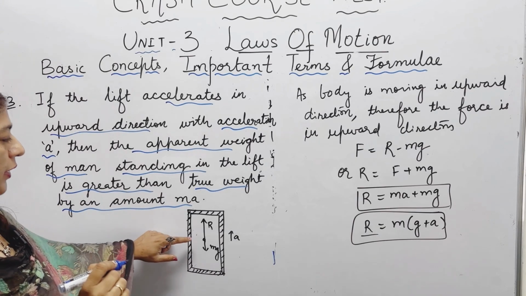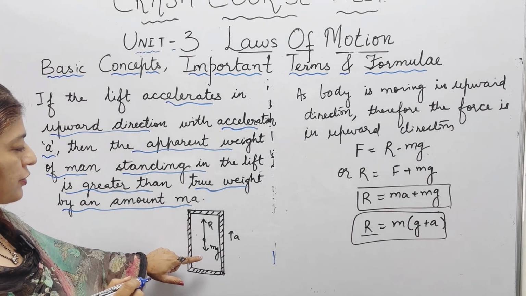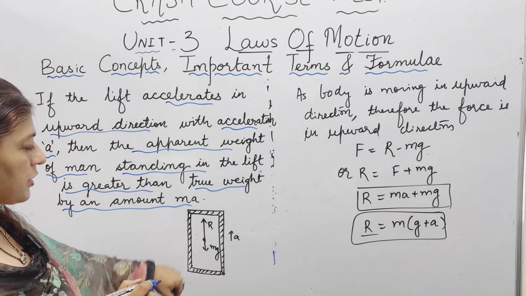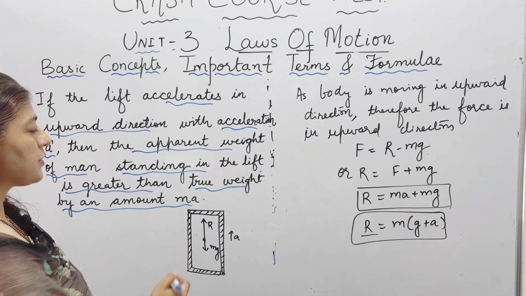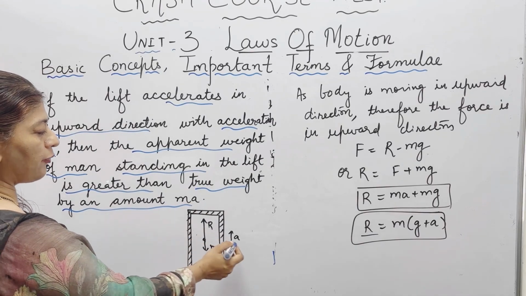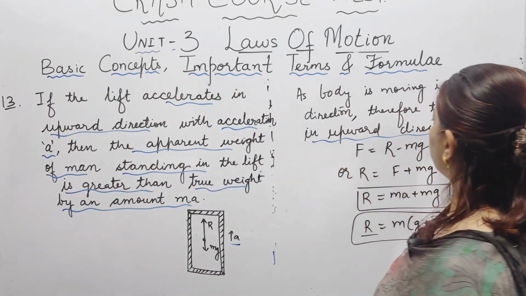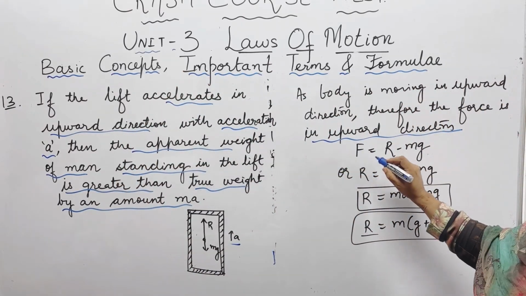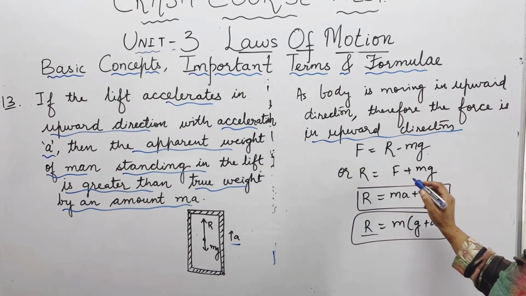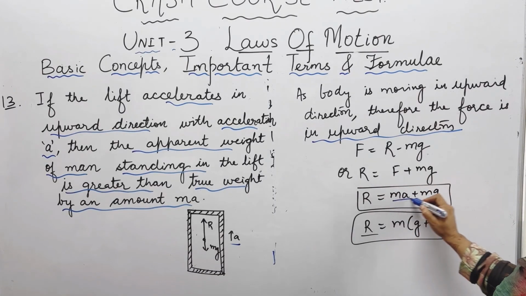See here, the reaction is in the upward direction and the force of the weight is in the downward direction, mg. Since the lift is accelerating in the upward direction with acceleration a, the net force in the upward direction is given by F equal to R minus mg, and R is equal to ma plus mg.